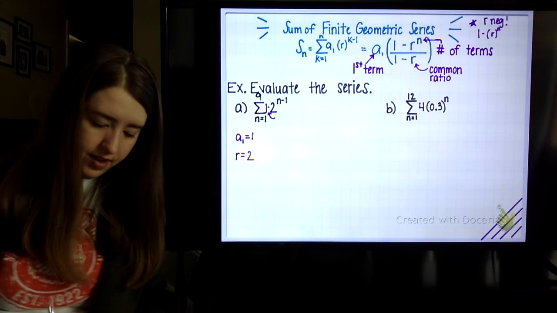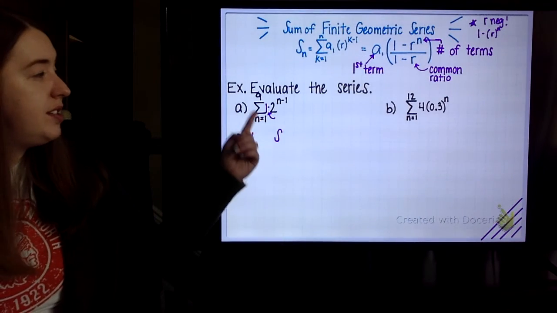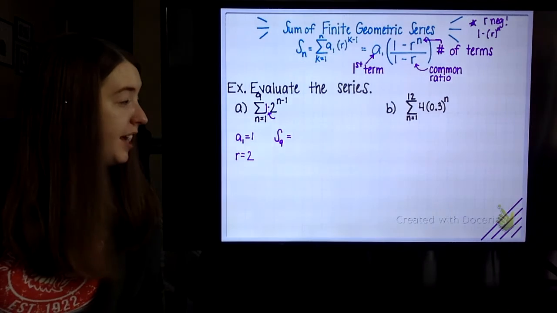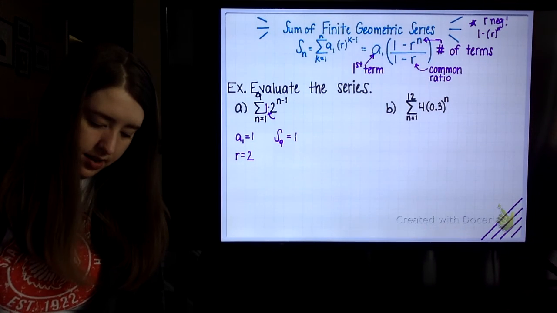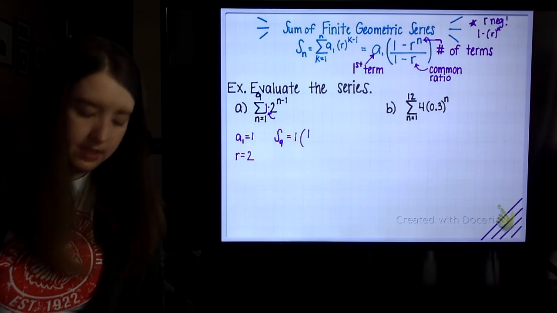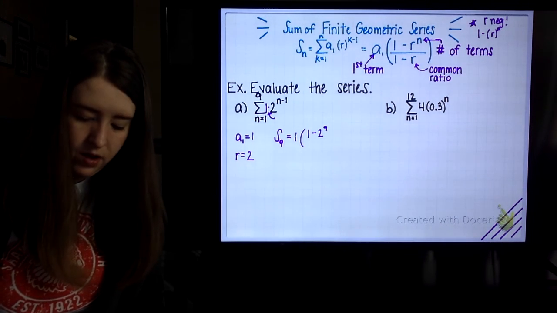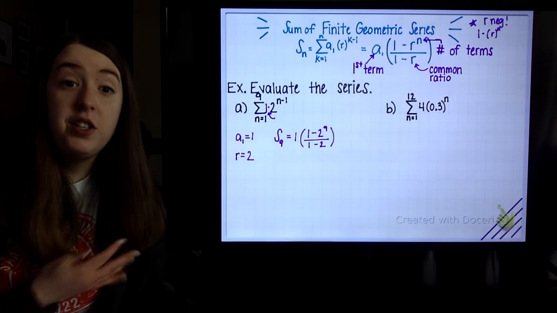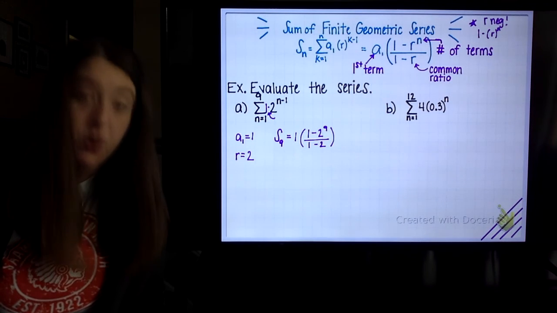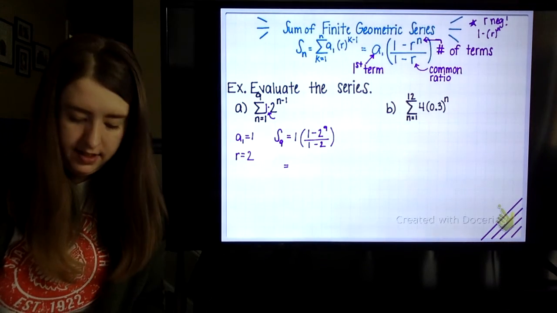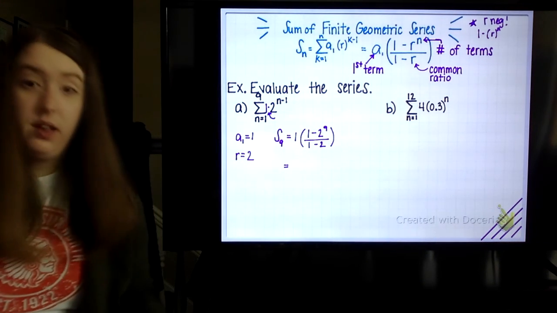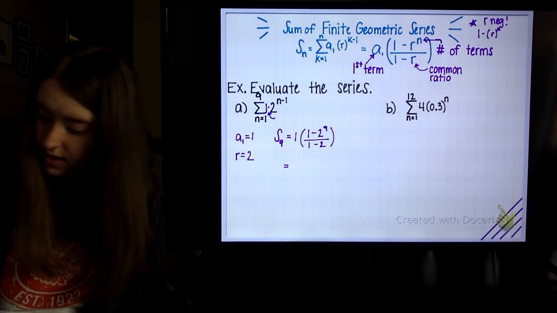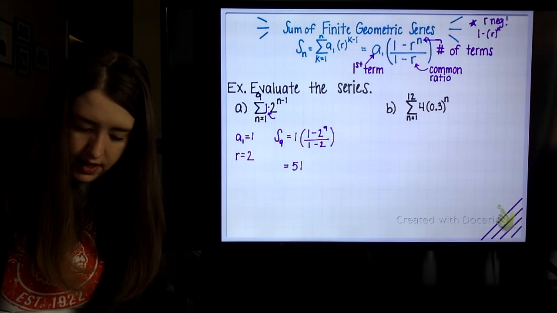So now we'll go through to find the sum of the first 9 terms. I'm going to take my first term, which is 1, times 1 minus 2 to the 9th over 1 minus 2. Then we'll pop all of that into our calculator, or you can solve it by hand if you know what 2 to the 9th is. But either way, we will end up with 511.